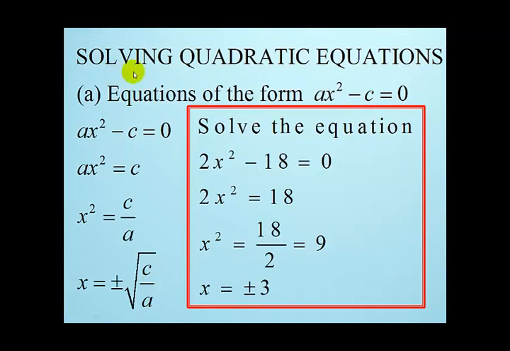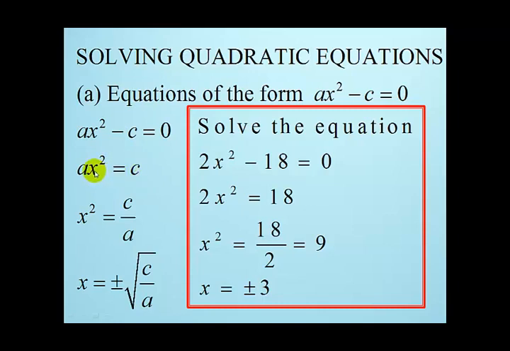Now let's look at how we can solve quadratic equations. If you have equations of the form ax squared minus c equals 0, this is how we solve them. Minus c on the left hand side, that's the constant, becomes plus c on the right hand side. Solving the equation means we are solving for the variable. Now a is a constant, the coefficient of the square term, which will be given. And c is also a constant.